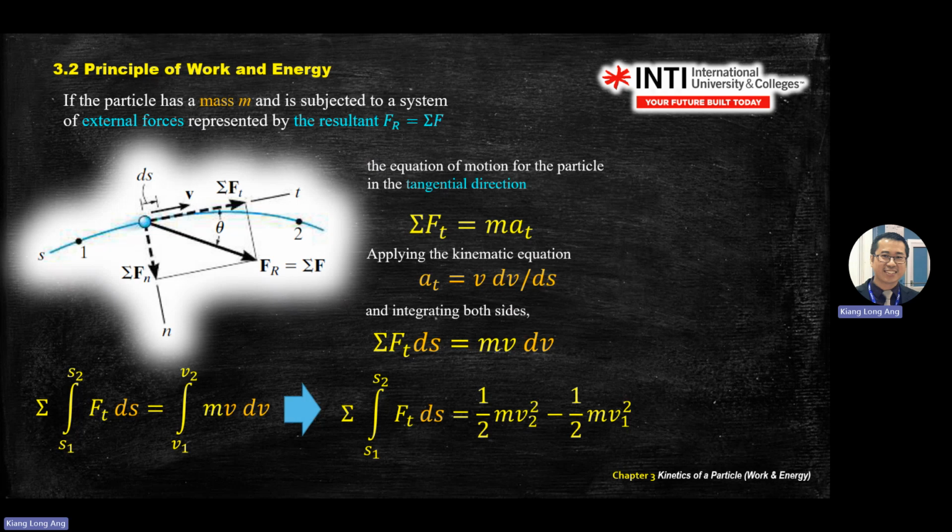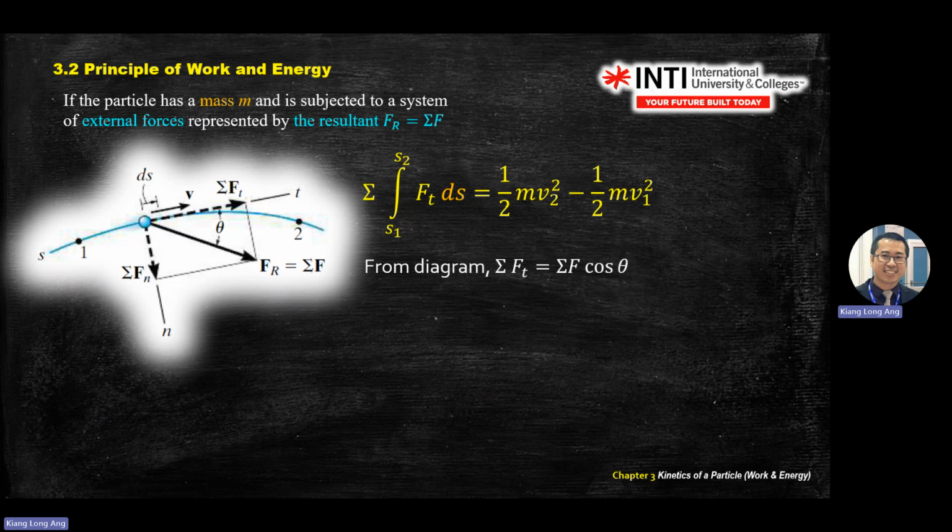If you integrate both sides, you integrate f ds with s, and on this side because you have dv, you integrate v. So mv dv, you integrate v and get v squared divided by 2. You substitute the values, and you get the work done on the left-hand side equal to half mv squared minus half mv squared, velocity number 2 minus velocity number 1. So this is the equation.